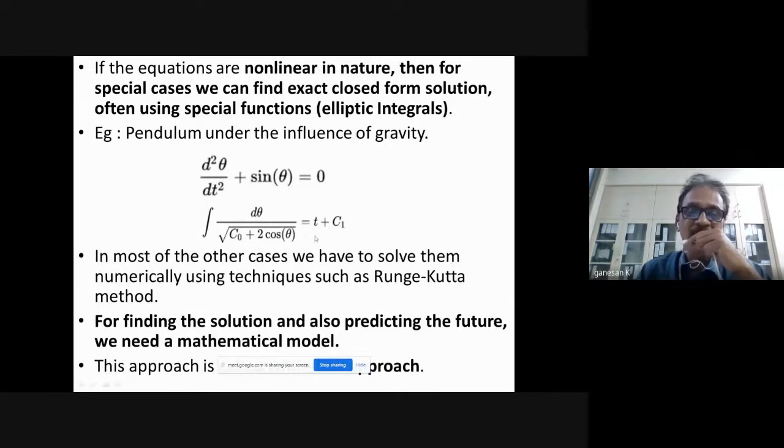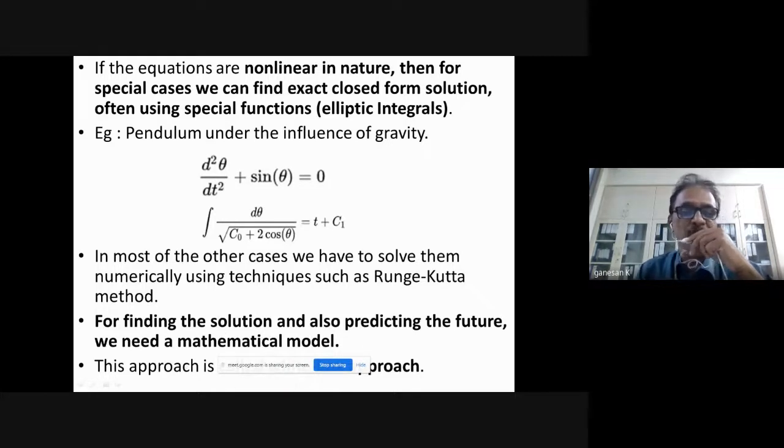You can solve it even with the kind of computing facility that you have, but it is going to take a reasonably large amount of time. So for finding the solution and also predicting the future, we need a mathematical model. The problem we are trying to pose is that if you have a mathematical model which tells how the forces are acting and how the variables and parameters of the system are interconnected, then you can solve using analytical or numerical, or maybe other approaches we are going to see.